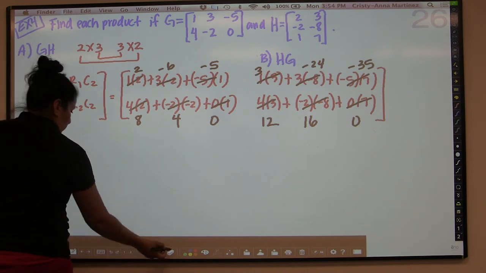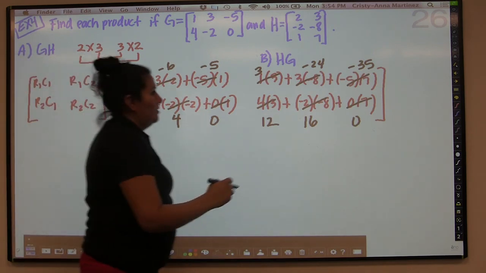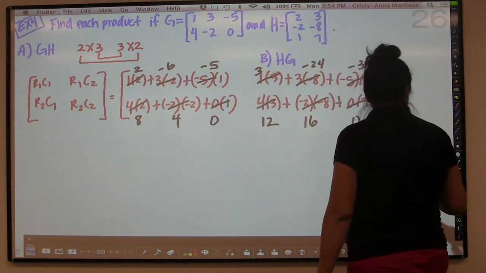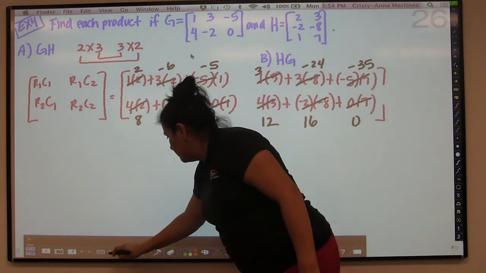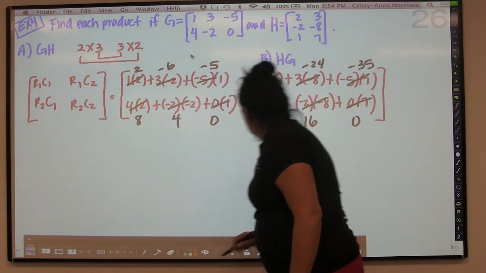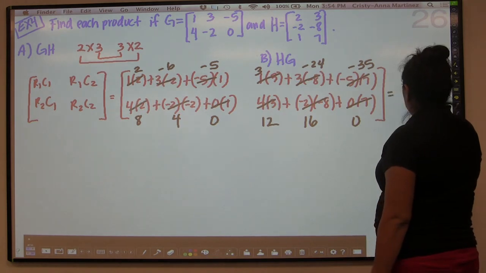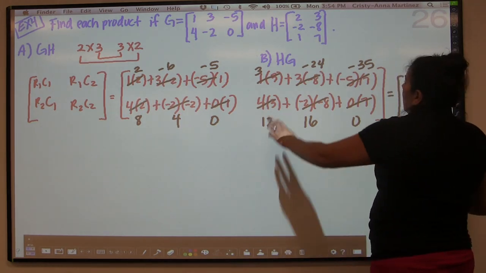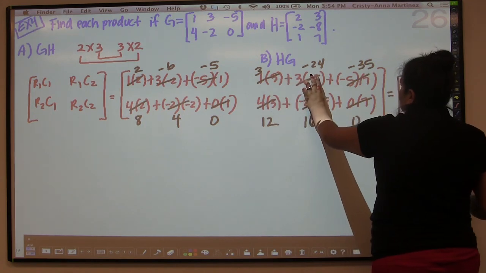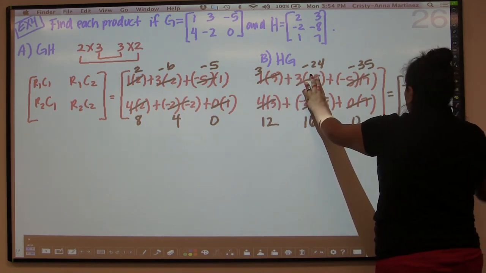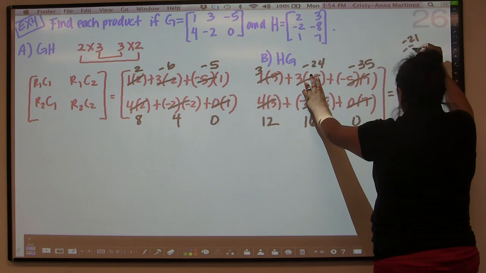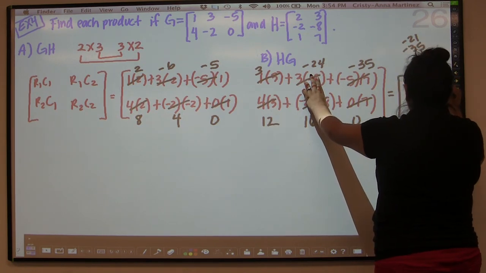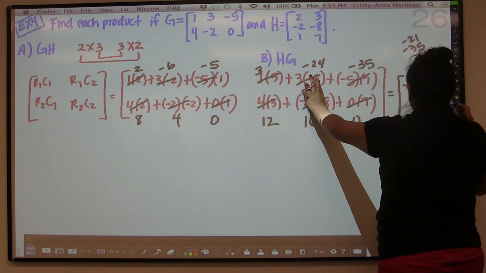Let's put our answer over here. Oh no, what happened there? Okay, so we want to go, what did I say it was, -9? Okay, 3 minus 24 is -21, and -21 and -35 is going to be -56. Beautiful.